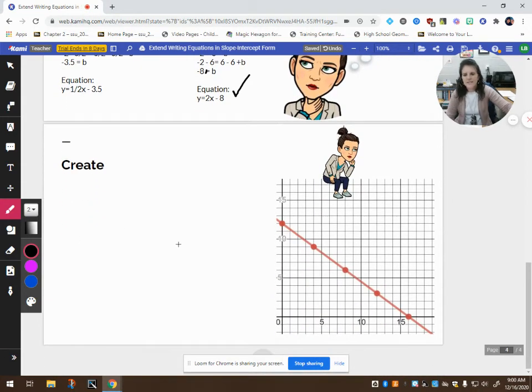All right, so in this last problem, what I would like for you to do is pause this video, and I want you to create a real world situation that fits this graph. So what you're going to do is define two quantities and describe their relationship in terms of this graph. So go ahead and pause.